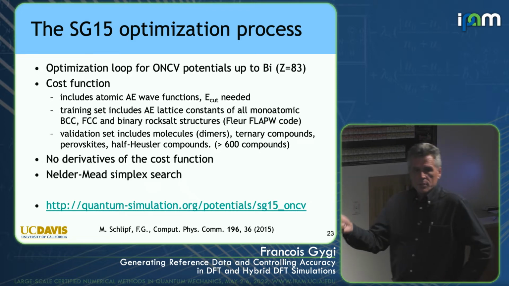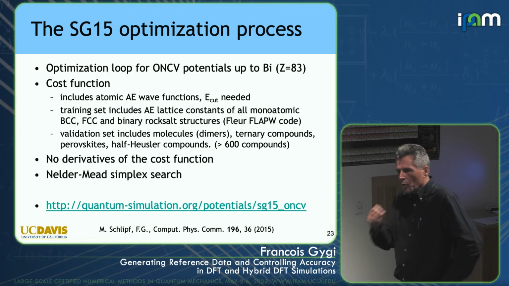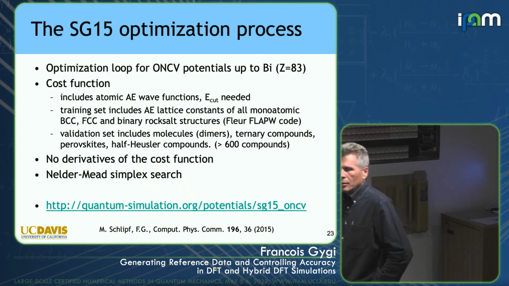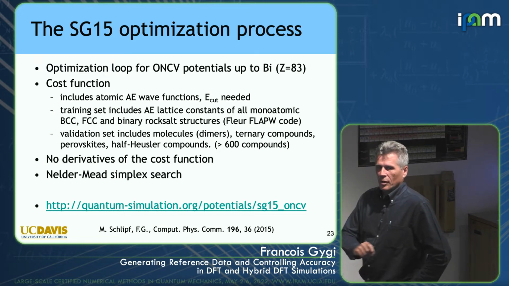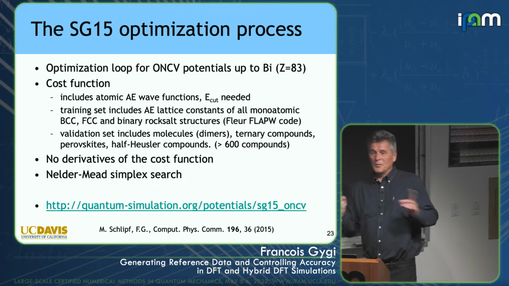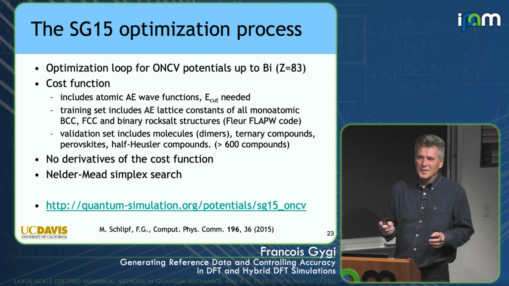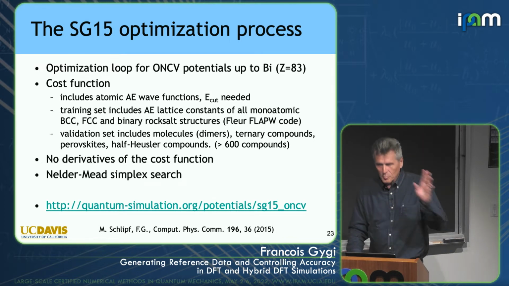Here I want to emphasize the work of Martin Schlipf, who was the first author on this paper, a remarkably talented postdoc. He was very persistent and managed to generate all these potentials. And that's a lot of work. And it goes back to, do you want to do that for every exchange correlation functional? Maybe not. That's a lot of human time. It's not yet completely automatic.